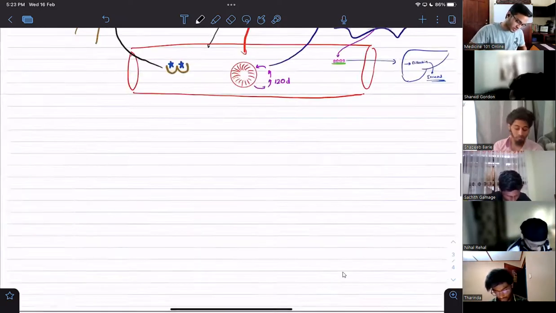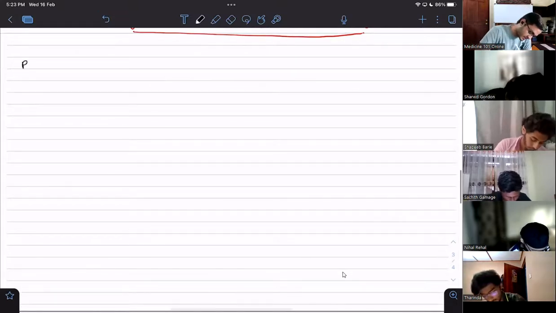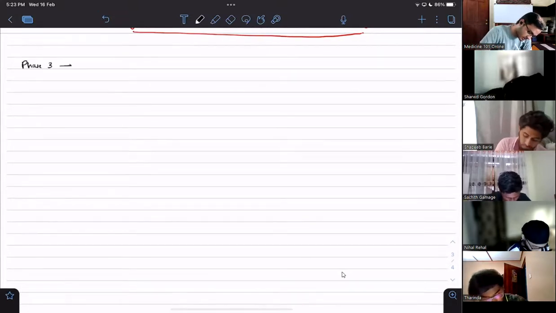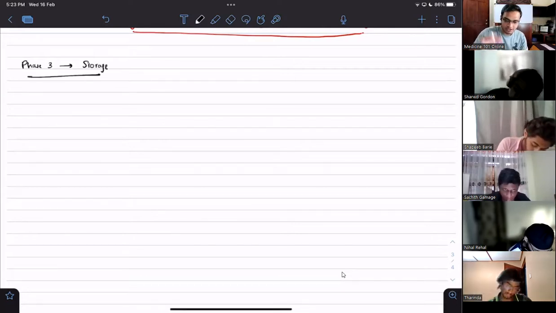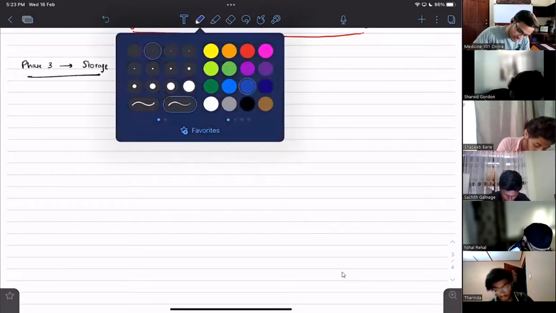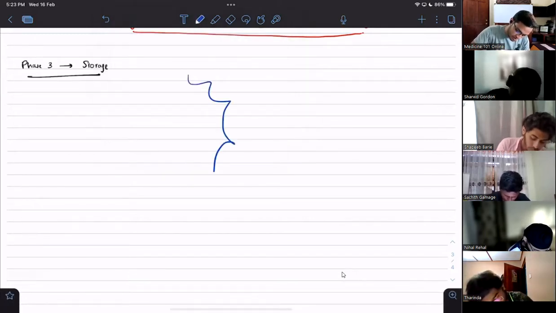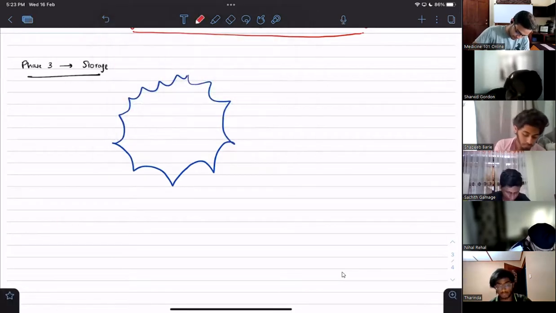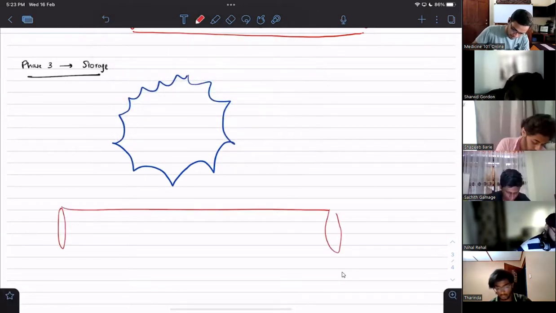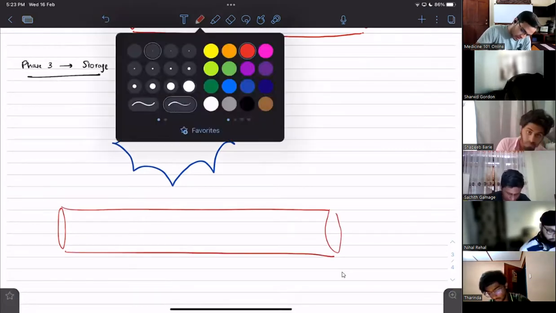Storage. Phase 3. Storage. Now, we'll start off from where we stopped. Draw a large macrophage. Where did we stop? We had a macrophage, and you all can draw a blood vessel.